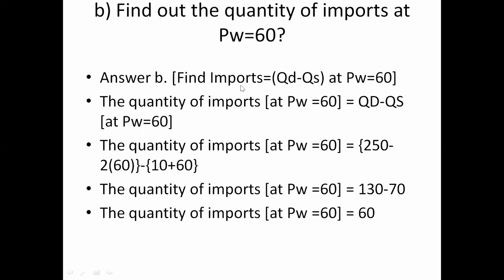So we put price equals 60 in QD minus QS. So this is our quantity demanded, right? And minus quantity supplied, and we have put price equals 60 in this demand and supply function. So now from this we can find out our result, which is 60. So the quantity of imports will be 60 when the world price is at 60.